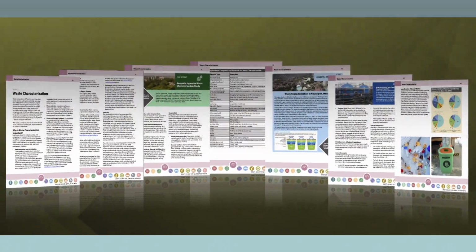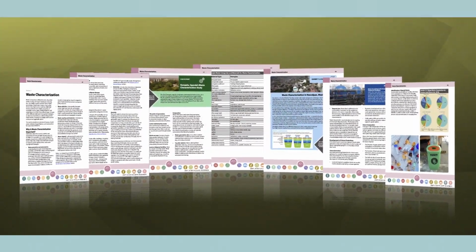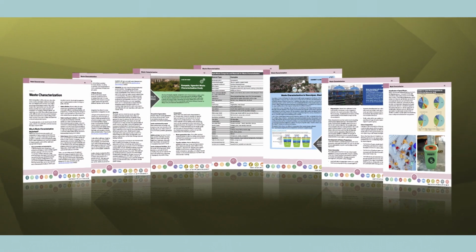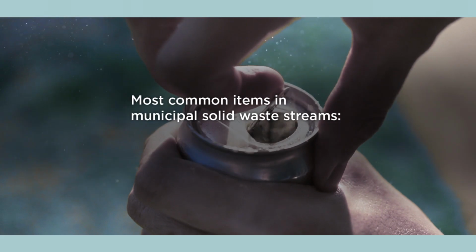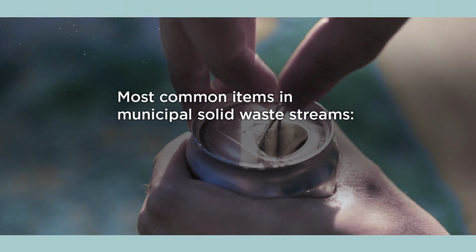Cities looking to improve recycling must first understand the type of materials and products generated and collected as municipal solid waste. This can be determined through a waste characterization, which is covered in Section 7 of the Best Practices Guide. Let's walk through the most common items in municipal solid waste streams.